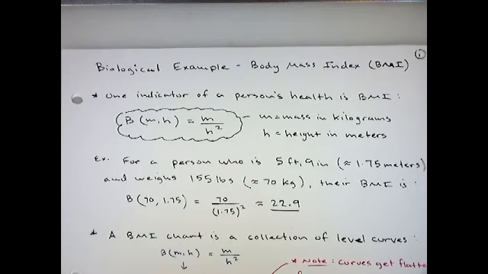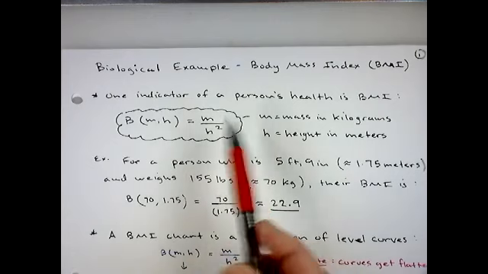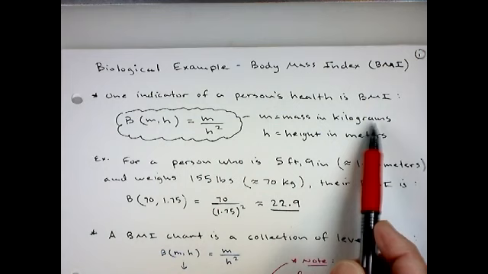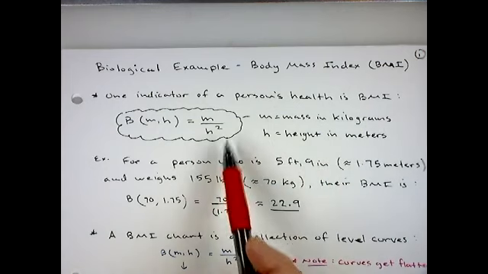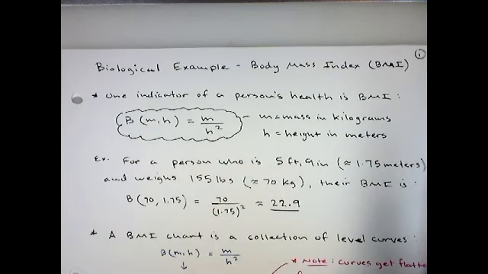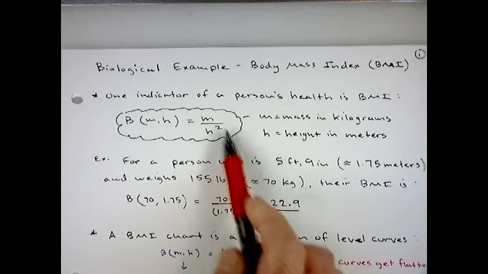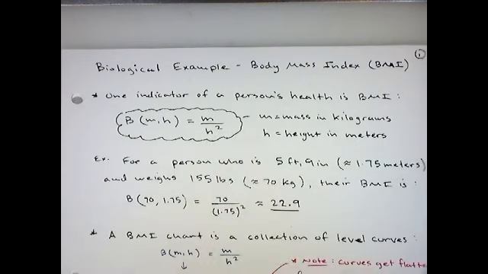How it's defined is you take a person's mass in kilograms, so it's in metric, divide by their height in meters squared, and it gives you a number, okay? And that number, depending on what the number is, kind of gives you a measurement of the ratio of the person's mass divided by the square of their height, which could indicate their fitness level.